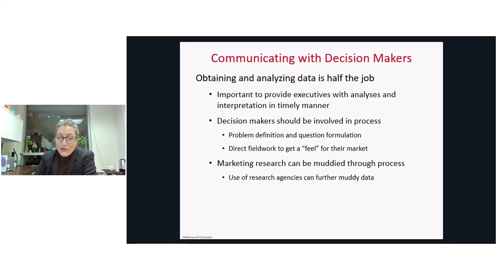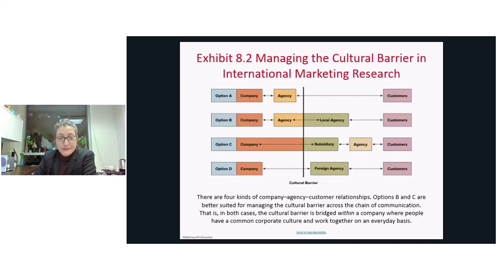But marketing research can be muddied through the process, and so use of research agencies may well further muddy the data. So there are 4 kinds of company, agency, customer relationships. Options B and C on this graphic are better suited for managing the cultural barrier across the chain of communication, and that is, in both cases for B and C, the cultural barrier is bridged within a company where people have a common corporate culture and work together on an everyday basis.